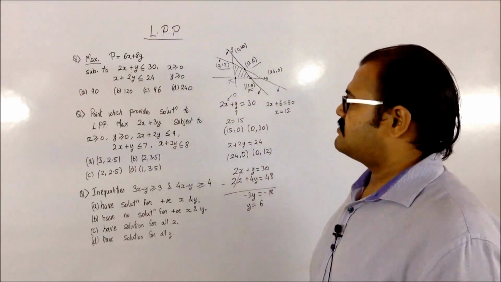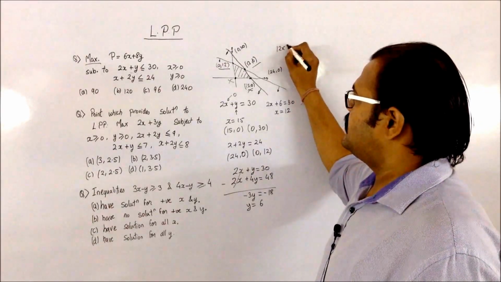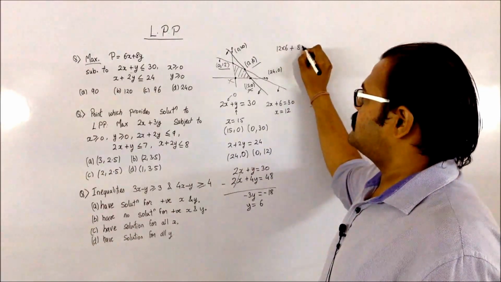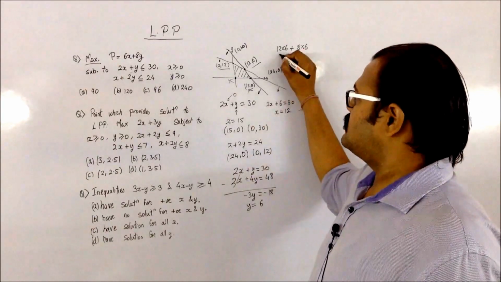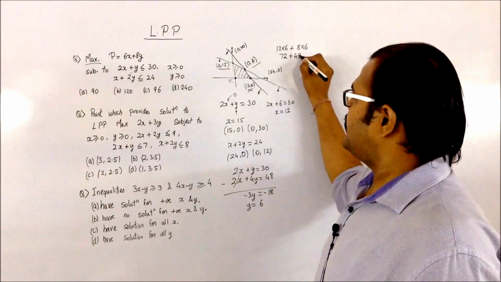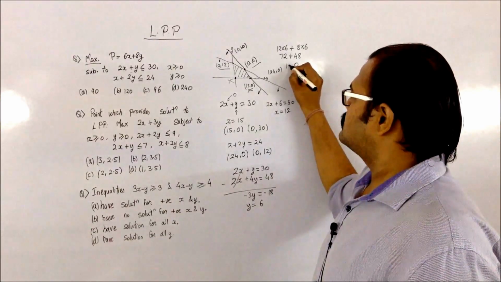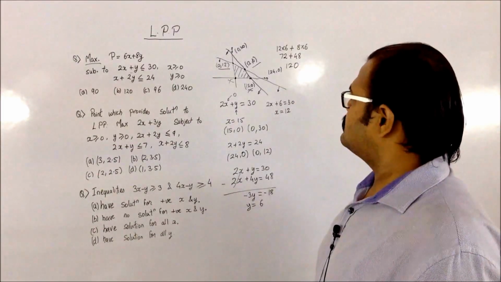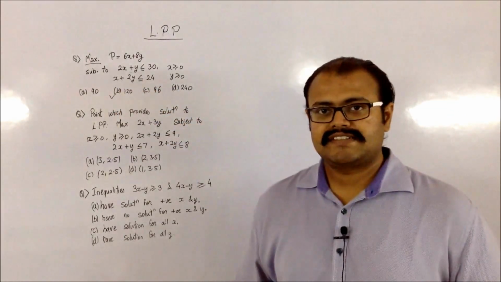The other one you have to check is this, that is 12 comma 6. So this one will be 12 into 6 plus 8 into 6. So you have to just find that value. So that's going to be 72 plus 48. So that's going to be equal to 120. So your option should be basically B. Let's go to the second problem.